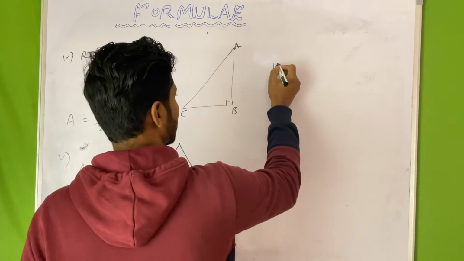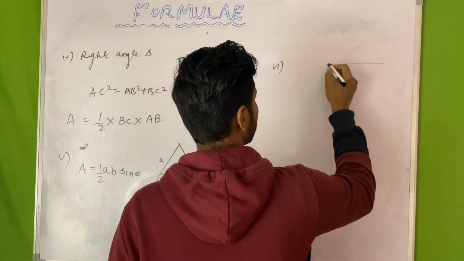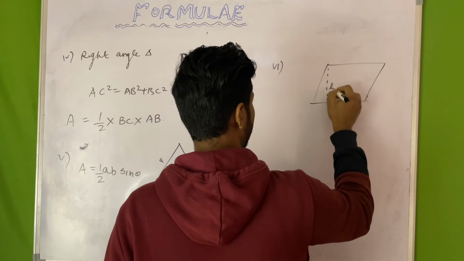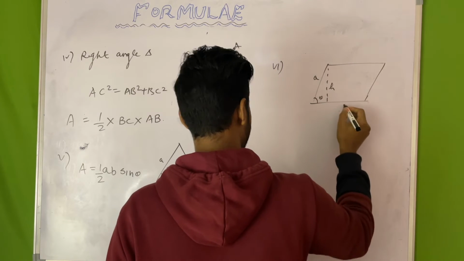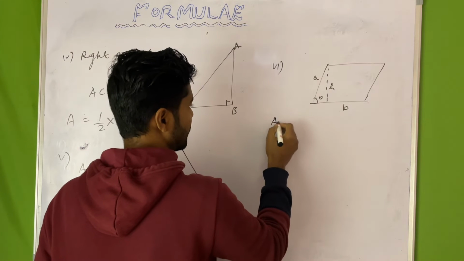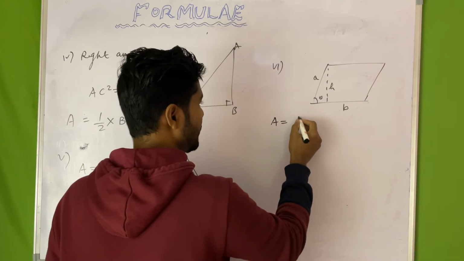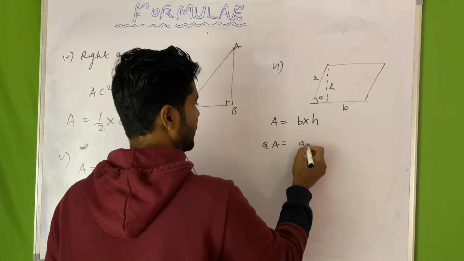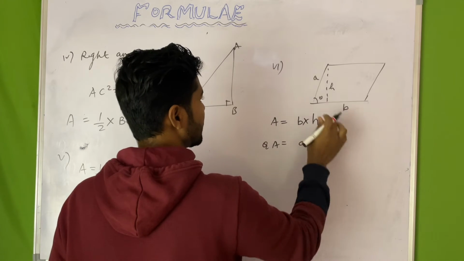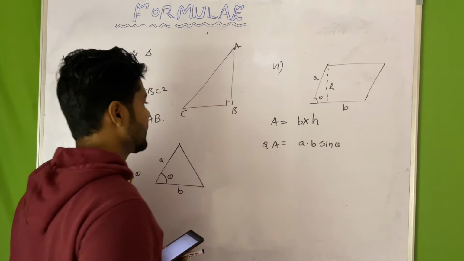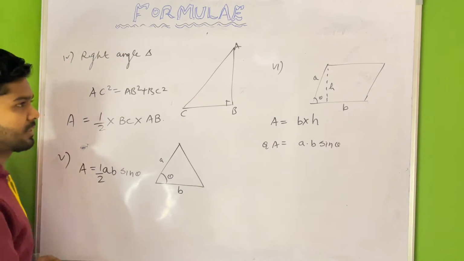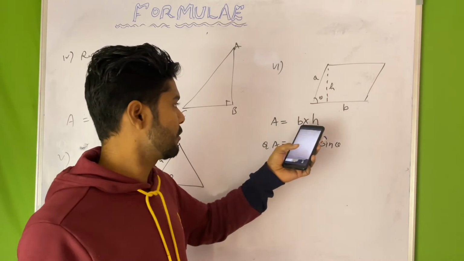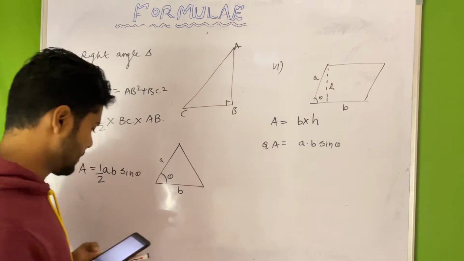And sixth part, suppose we have a parallelogram, and this is height of parallelogram, this is theta, and we have A and B given. So area is equal to either base B into height, or area equals A into B into sine of theta. And in case of triangle, we have half of AB sine theta. In case of parallelogram, we have full A into B sine theta. Or we can determine area as base into height directly.